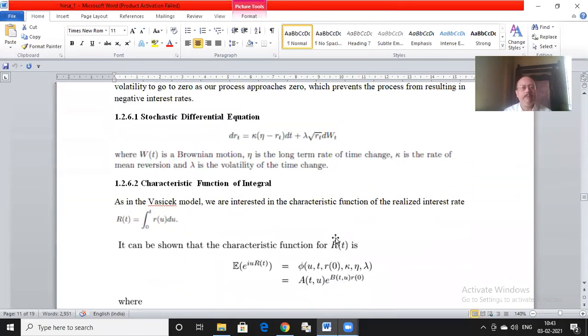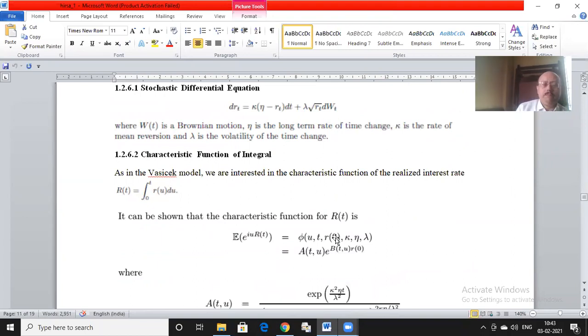So what is the characteristic function? So similar to the Vasicek model, again, we are interested in the realized interest rate. So we are actually interested in the integral of R_u du, which is the realized interest rate from time 0 to time t.